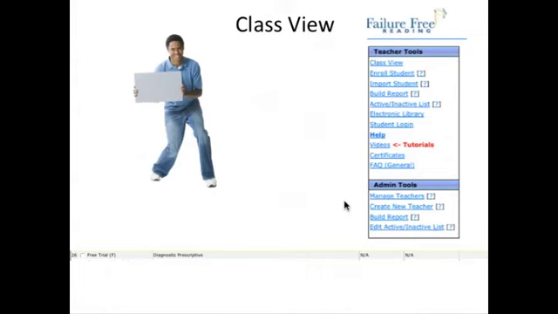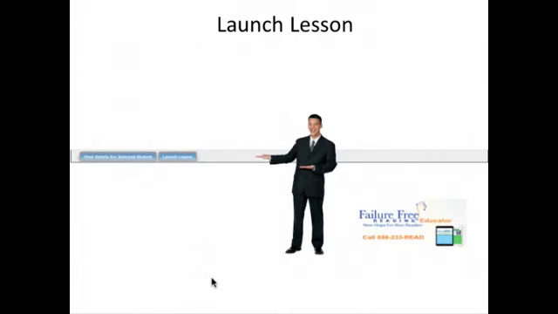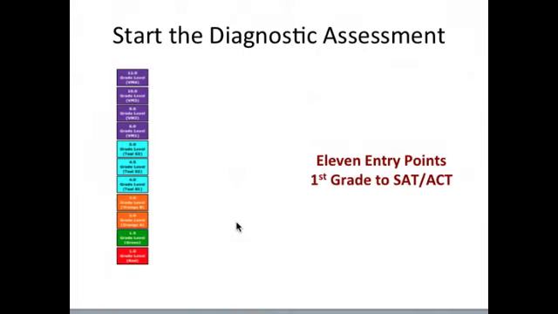Class View, as I said, will automatically tell you where the student is in the particular program after you enroll them. Everything starts with the diagnostic prescriptive. So in this particular case, our free trial student is ready to go into our diagnostic prescriptive. Then you would click Launch Lesson. Launch Lesson then takes you to the diagnostic assessment.